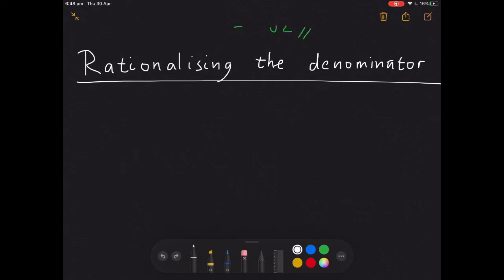Okay, next on our list is this thing called rationalizing the denominator. If the denominator in a fraction is a surd, we can get rid of it to neaten things up. We use this rule: root A on root B times root B on root B equals root AB on B.